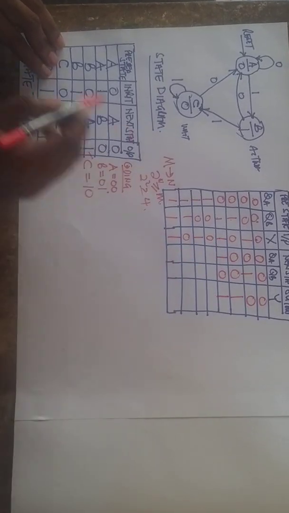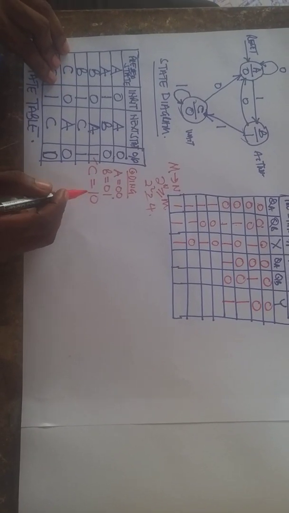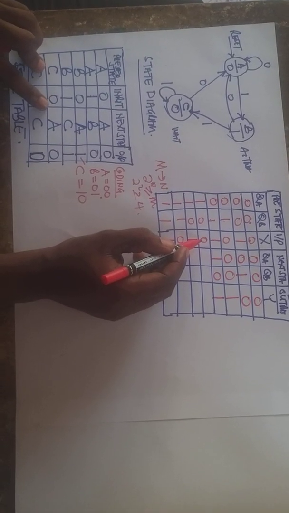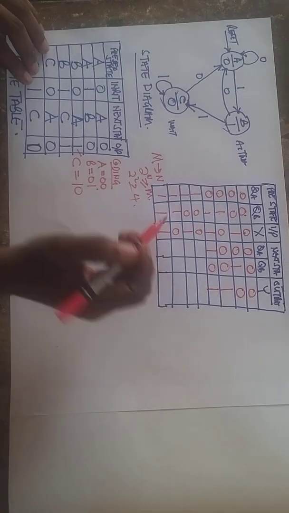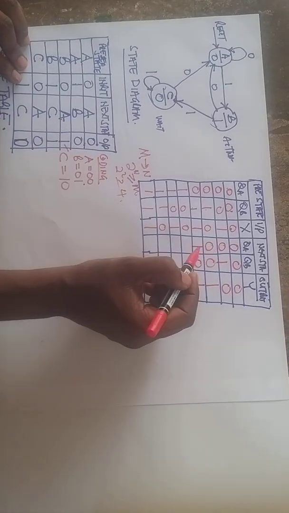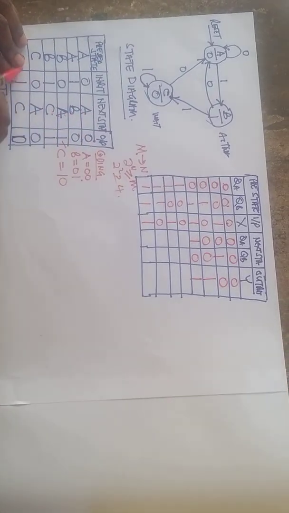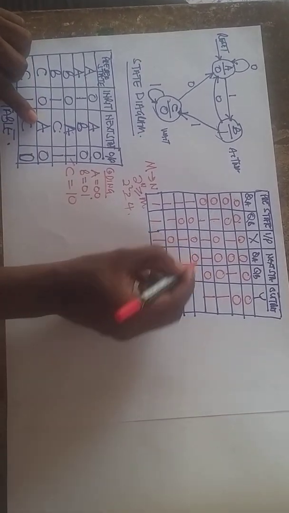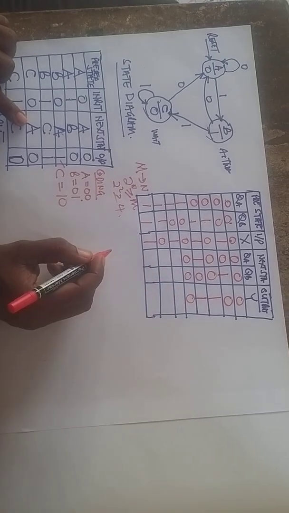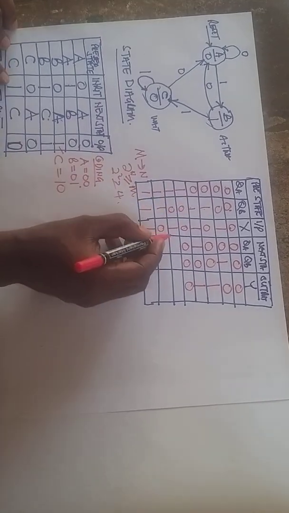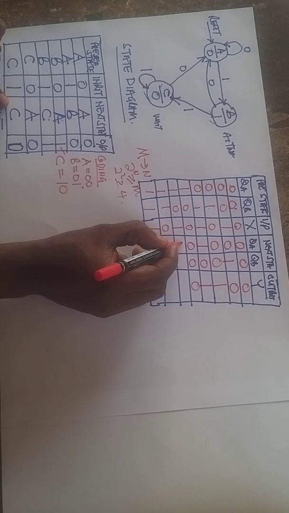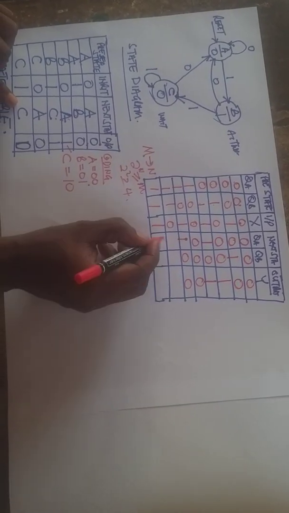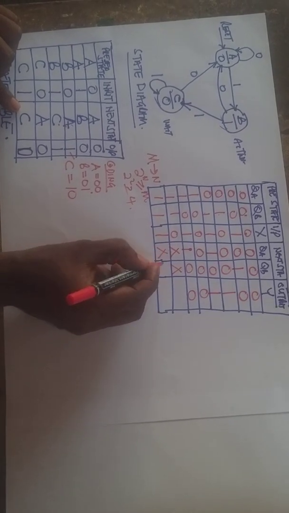Okay. At C, which is 1, 0, when the input is 0, it goes to A, which is 0, 0, and the output is 0. Now at C, 1, 0, when the input is 1, it remains at C, which is also 1, 0, and the output is 0. Here, don't care, because we are not going through that state.